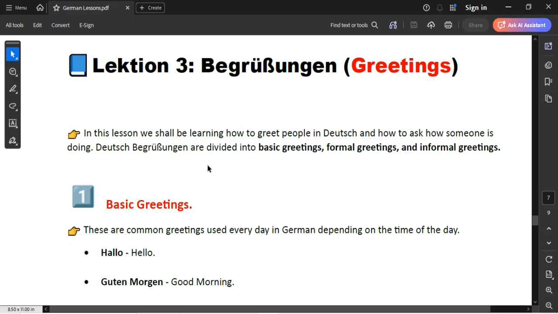Hello everyone, welcome to today's lesson. Today we are going to look at Lektion 3, which is on Begrüßungen, which in English means greetings. I will start by saying that in this lesson we shall be learning how to greet people in Deutsch and how to ask how someone is doing.